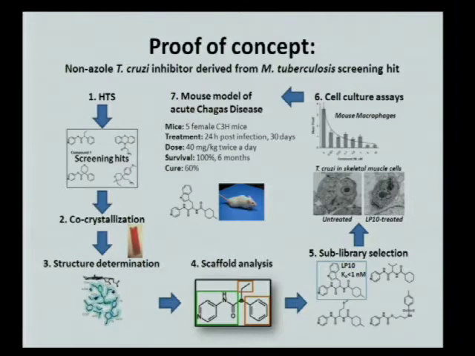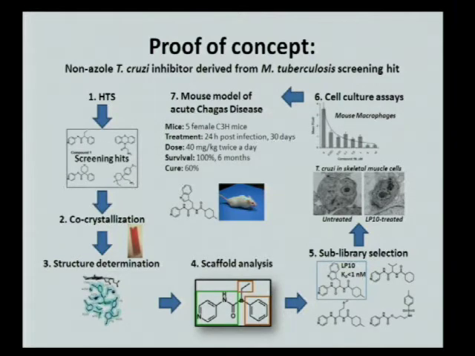So now I want to present a proof of concept. As I said, we screened CYP51 from Mycobacterium tuberculosis. In Mycobacterium, this is not a drug target. However, this was the first CYP51 recombinantly obtained and crystallized. So we tried this approach, and we did high throughput screening to find hits, which we co-crystallized to determine the structure. We came out with a parental scaffold, which we analyzed, and selected 10 different compounds chemically related to the scaffold based on the analysis of the crystal structure.